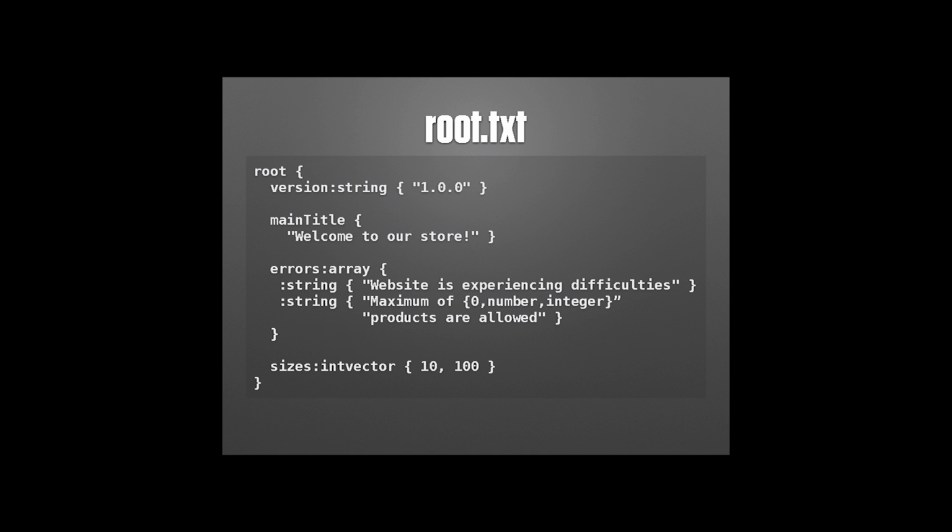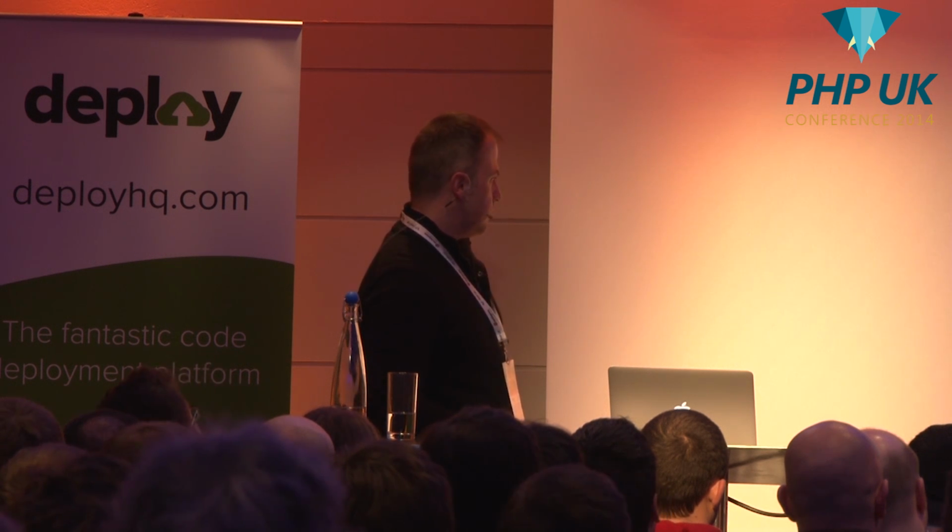We'll put a string in there, like for version. We'll have a main title. Let's say, welcome to our store. You can have an array of strings. Here we have some, like website being this is maximum, and this is a formatting pattern, right? So you can see how when you localize this later, you can switch things around and translate it and omit some things and select which argument you want to use. And this is an int vector, array of integers basically.